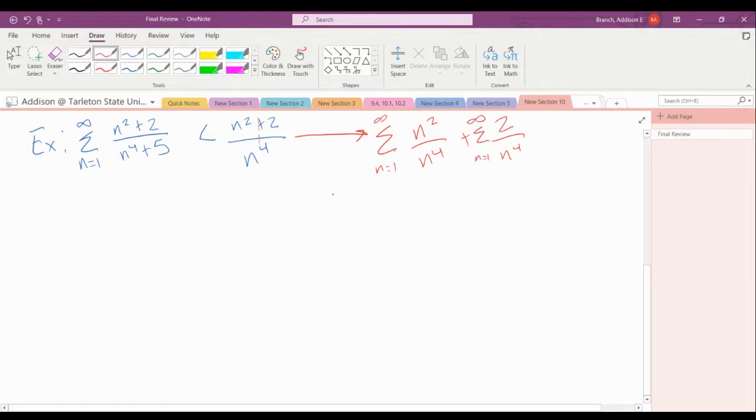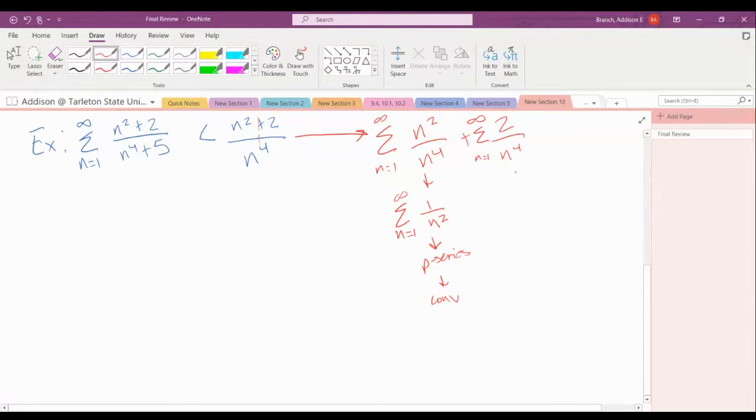So first we have to make sure both of these converge, if we want to prove that this is convergent. If one of these diverges, then the whole thing will diverge. So this n squared over n to the 4th can simplify down to 1 over n squared, which we know through p-series is going to be convergent.